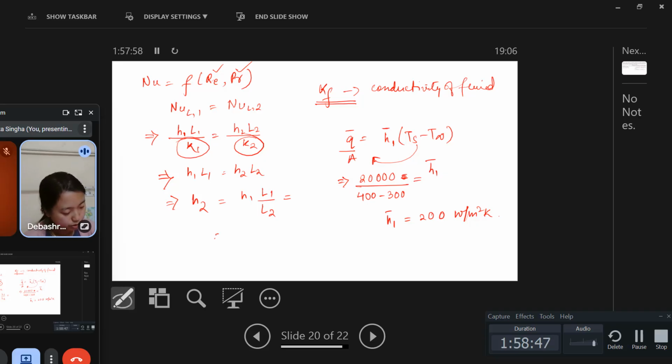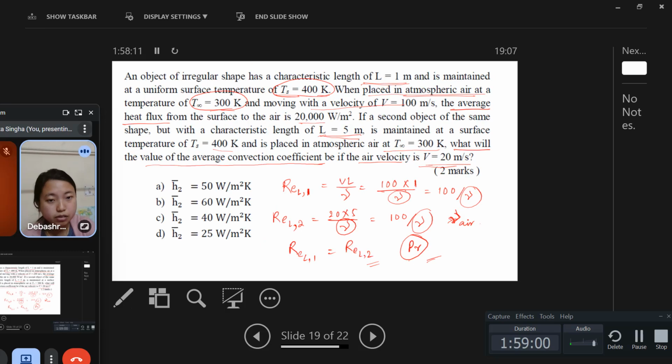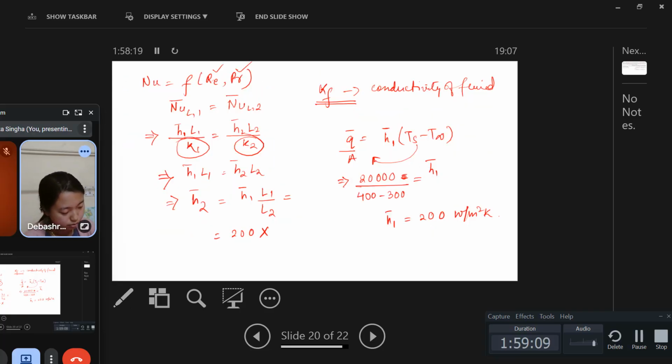Okay, so if we substitute the value of H1, these all are average values. So 200 into L1. What is L1? L1 is 1 meter and L2 is 5 meter. It will come out to be 40 watt per meter square Kelvin.